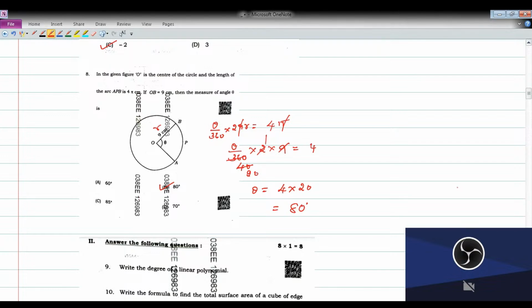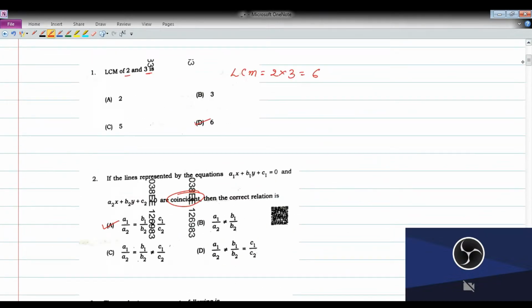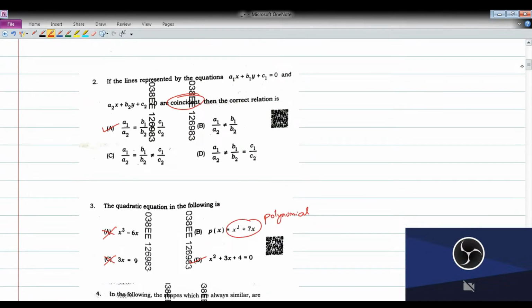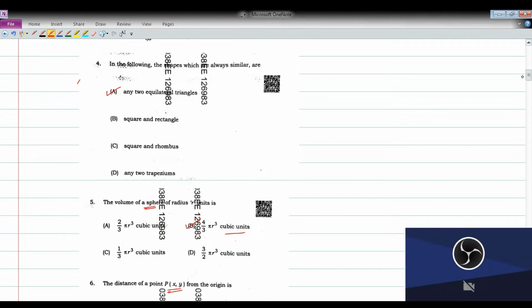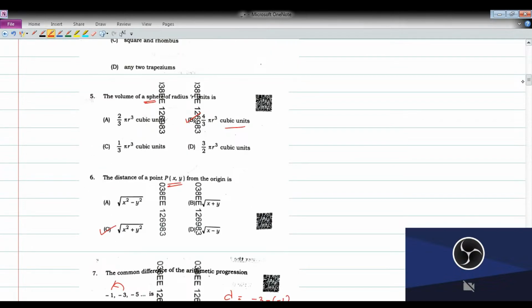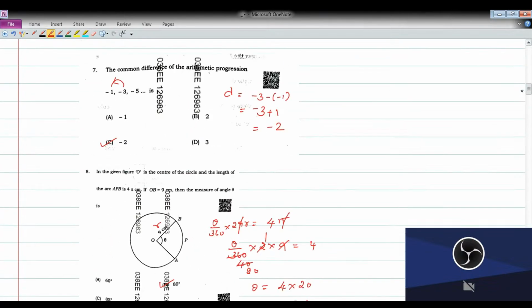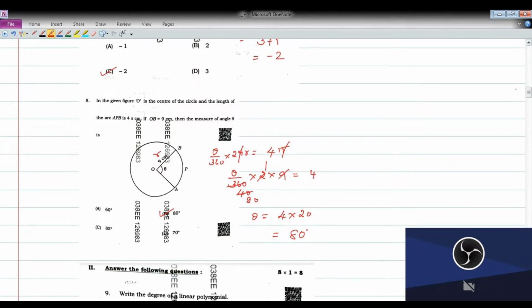So these are the answers for the MCQs. I'm going back from question number 1 just to make a note of the solutions for the MCQs. For the first one it is D, for the second one it is A, for the third one it is D, fourth one it is A, fifth one B, sixth one C, seventh one C, and eighth one B is the correct answer for the first main. Very easy questions are given here.